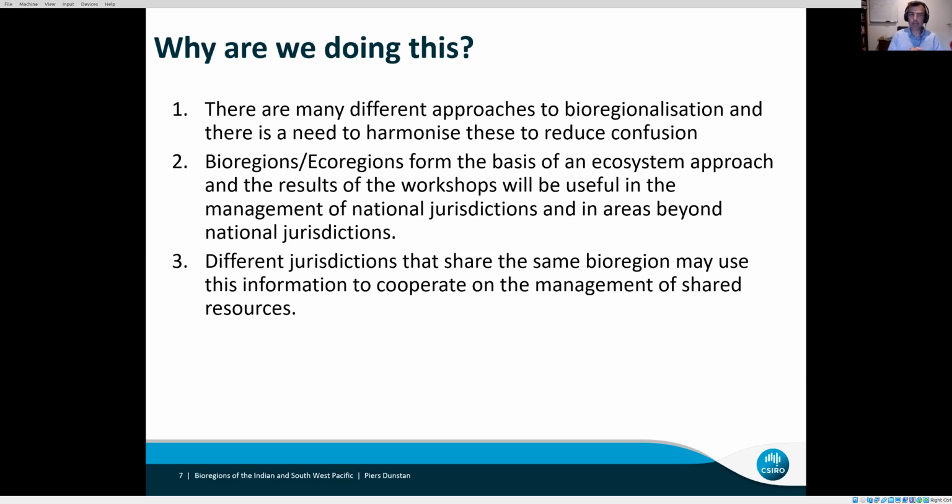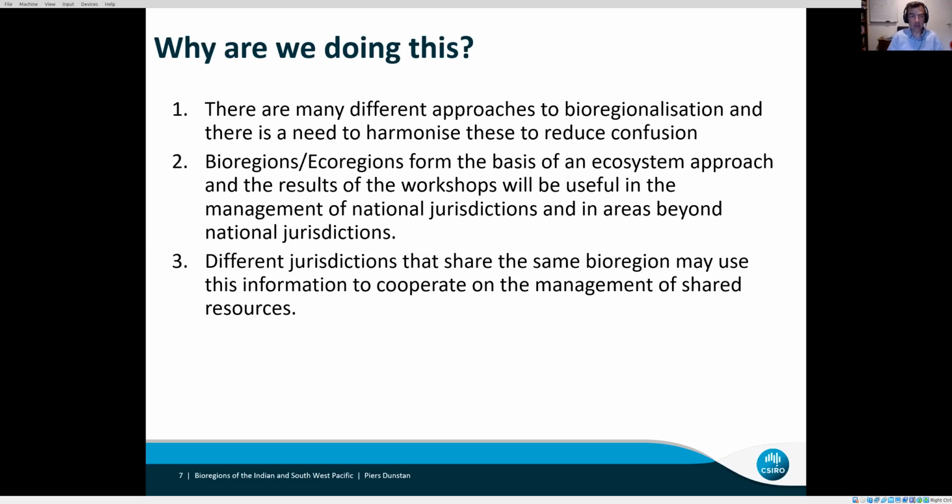Why are we doing this? Well, I think that one thing that's really clear is that there are many different approaches right now to bioregionalisation, and there's a need to harmonise these to reduce confusion. So there's lots and lots of different pelagic regionalisations, and there's quite a few benthic ocean regionalisations as well. So it's just really to try and harmonise things to reduce confusion and produce a synthesis product that can be used across a very wide geographic scope.